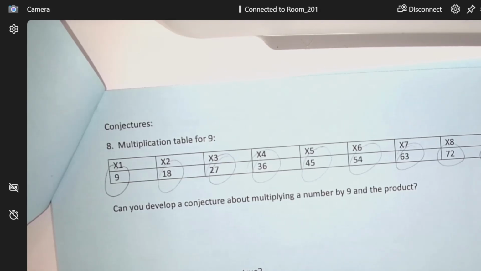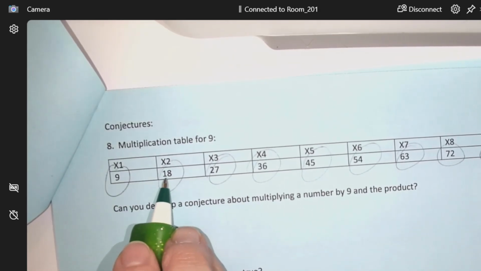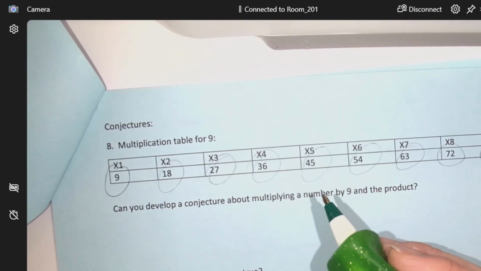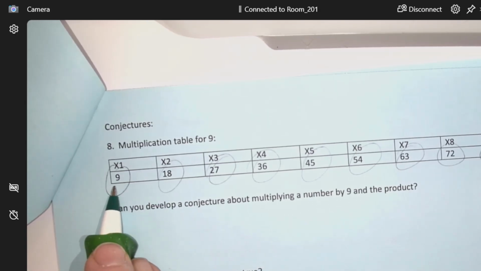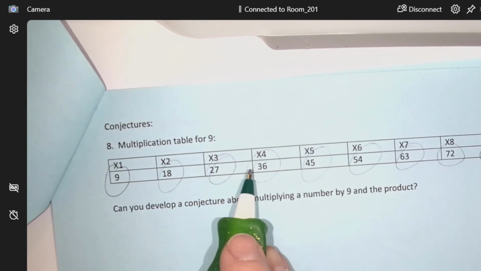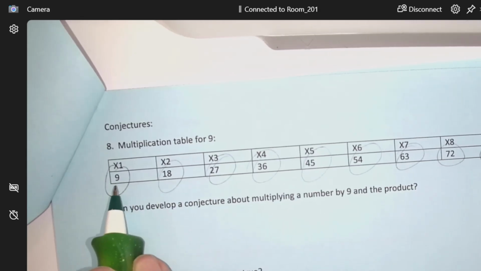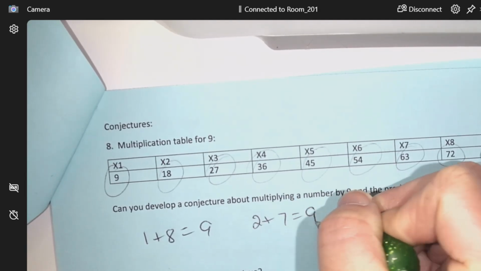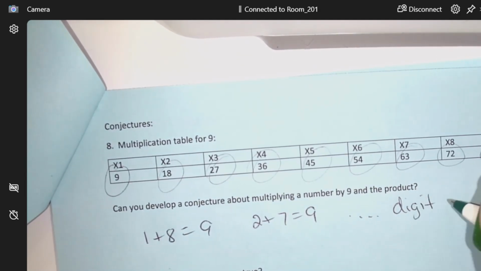Okay, here's what I always think. These numbers look like they would go 1 plus 8, 9, 2 plus 7, 9, 3 plus 6, 9, or the front digit is going up, so 0, 1, 2, 3, 4, 5, and the last digit is going 9, 8, 7, 6, 5 down. What do you want to say? Because there's a few patterns. So the digits add to 9. So that's my conjecture. I'm like, oh, this looks like it's happening.